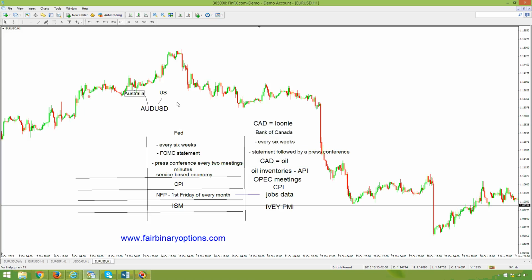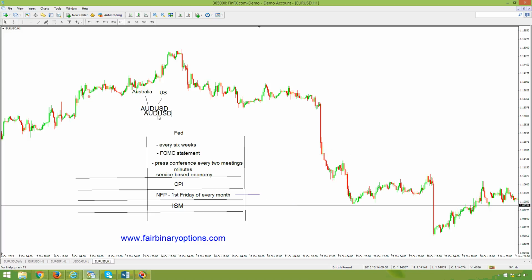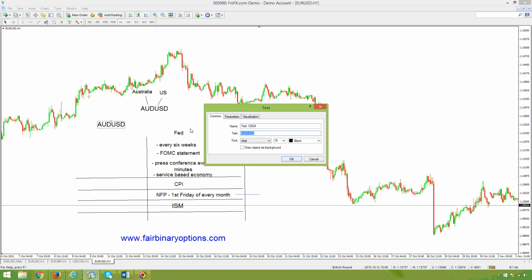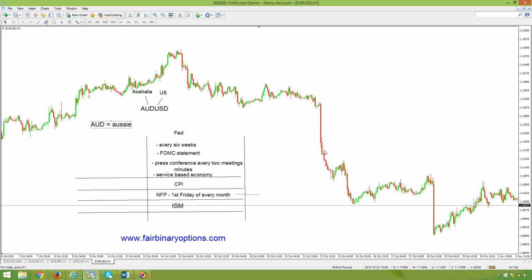The first thing to remember is that the Australian dollar is also being called Aussie. So you will hear, when you read an economic release or a financial article, that the Aussie economy is booming, or the Down Under economy is doing worse, and so on. It is referring to the Australian dollar. The Aussie pair is the Australian dollar and US dollar.